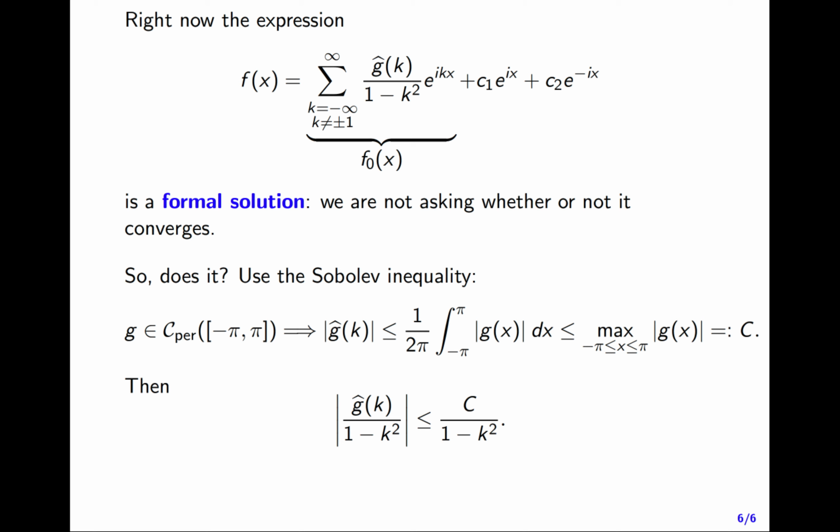So then if I look at the terms of my sum f0 of x, and I take their modulus, well, the modulus of e to the ikx is 1, so I just get the modulus of g hat of k over 1 minus k squared, and that's bounded by this uniform constant c, independent of k, over the denominator 1 minus k squared. And I like this denominator. The comparison test will tell me that f0 of x converges for all x, and so I have no worries about f being well defined pointwise in x by this series f0 of x.